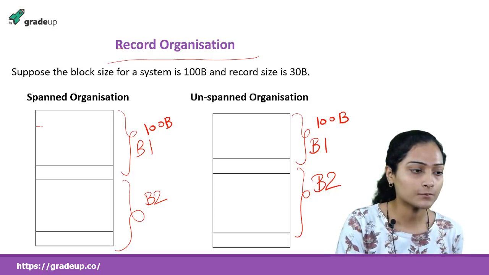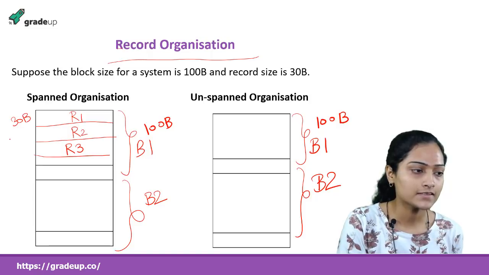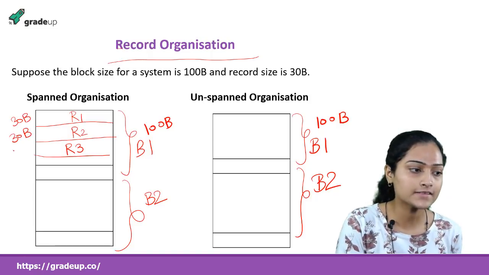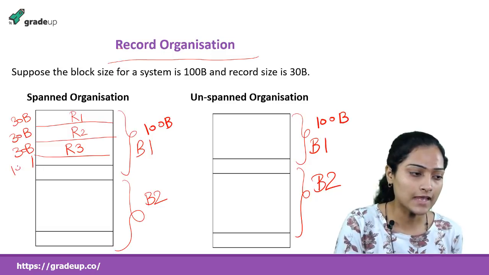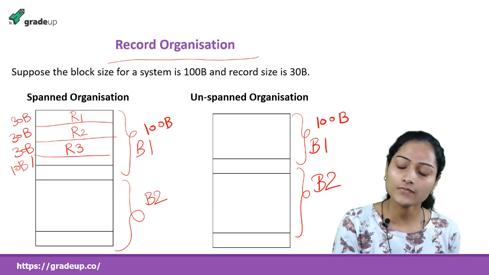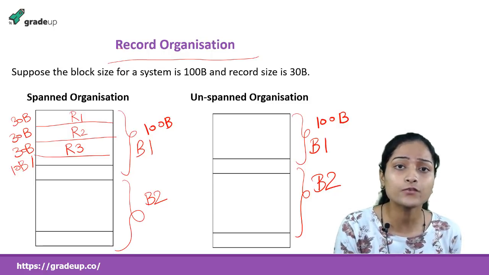See, I have stored record R1, record R2, record R3. This is taking 30 bytes. Again, this is taking 30 bytes. Again, it is going to take 30 bytes. We are left with this 10 byte space. I want to store one more record. Is it allowed to store 30 bytes of data into 10 bytes of memory?